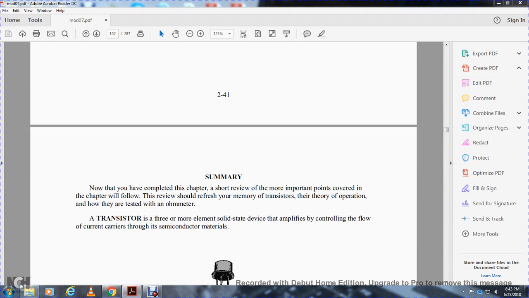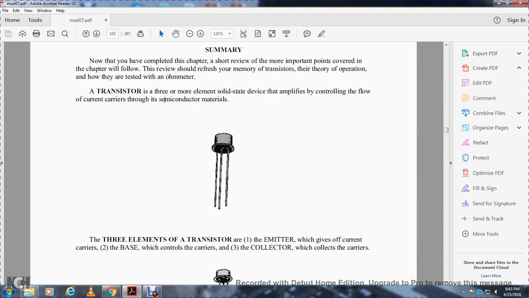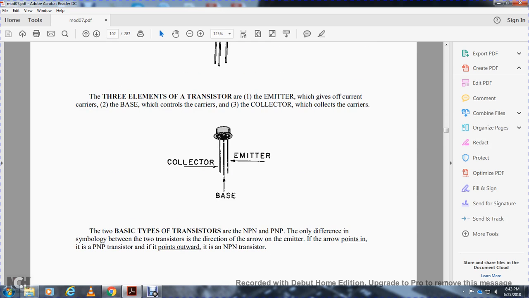The transistor has three elements, a solid state device that amplifies by controlling the flow of current, called the carriers, in the semiconductor materials. The three elements are the emitter, which gives the current of the carriers, the base, which controls the carriers, and the collector, which collects the carriers. Transistor types are negative positive negative and positive negative positive.